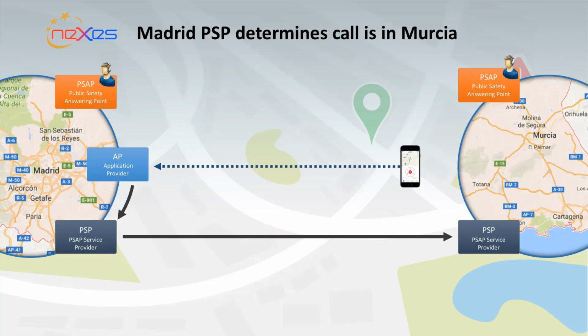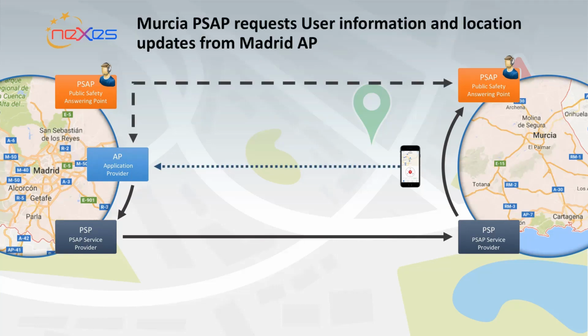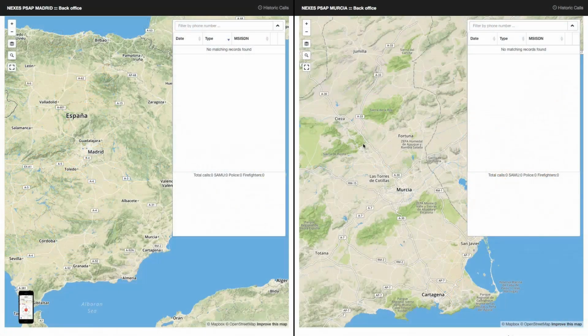The Madrid PSP uses the location information in the EDS to determine that the user is in Murcia, and so the EDS must go to the Murcia PSP and not the Madrid PSAP. The Murcia PSP forwards the EDS to the Murcia PSAP. The Murcia PSP is then able to request user information and updated location information from the AP in Madrid to display to the PSAP call taker.